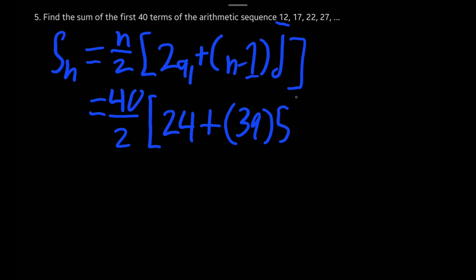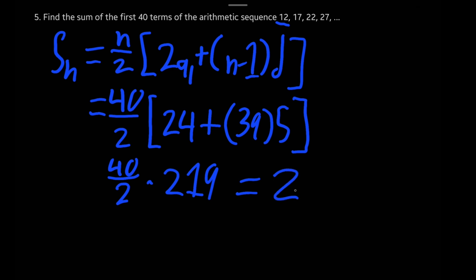You can easily do this in your head. You don't really need to write every single number down, especially during an exam where it'll be very, very time consuming. So 39 times 5 is 195, plus 24, 219, times 40 over 2, and we get 4,830. Quite easy, right?